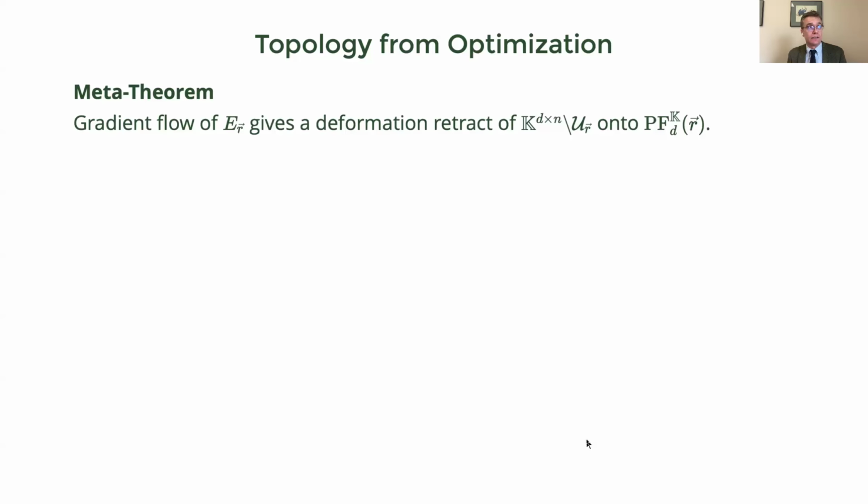So let me tell you how to get topology information from optimization. We have a theorem in the paper, which is very complicated. But what it basically says is gradient flow gives a deformation retract of the space of D by N matrices, which is contractible, a very simple space, minus the things where the flow blows up, which you have to get your hands on, onto these Parseval frames with your favorite frame vector norms.